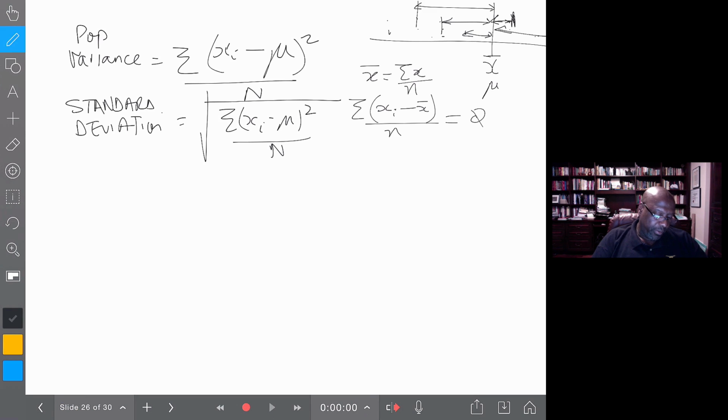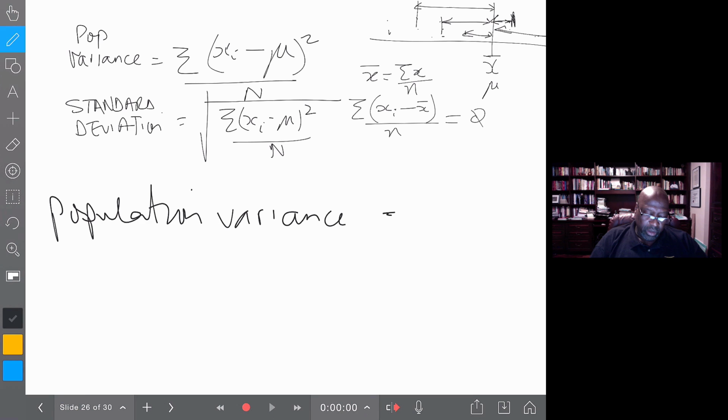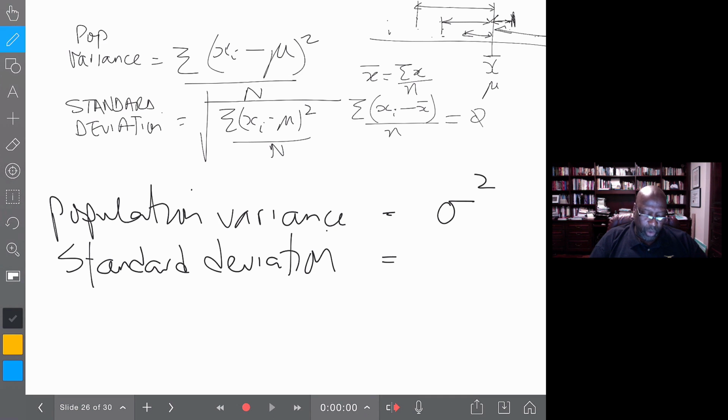So we would have the population variance. The symbol is sigma squared. So that's sigma from the Greek letter. And so the standard deviation is the square root of sigma squared. The square root of the variance, in that case, is just sigma. And that's the standard deviation, the population standard deviation.